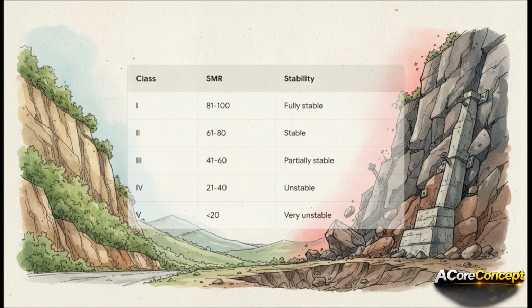If we run all this math and get an 85, we're in Class I. It's fully stable, grab a coffee, no support is needed. But if our math results in a 30, we're down in Class 4. We're dealing with a highly unstable slope that requires immediate extensive corrective measures. We're talking heavy rock bolts or massive concrete retaining walls just to prevent a landslide. And if it's under 20, completely unstable. You might even have to re-excavate the whole thing.